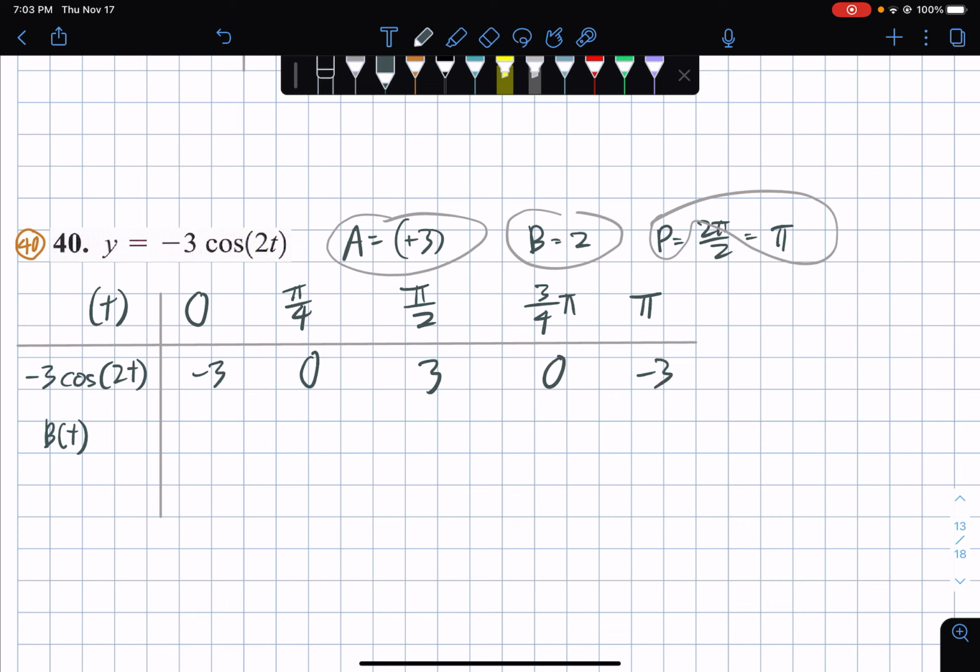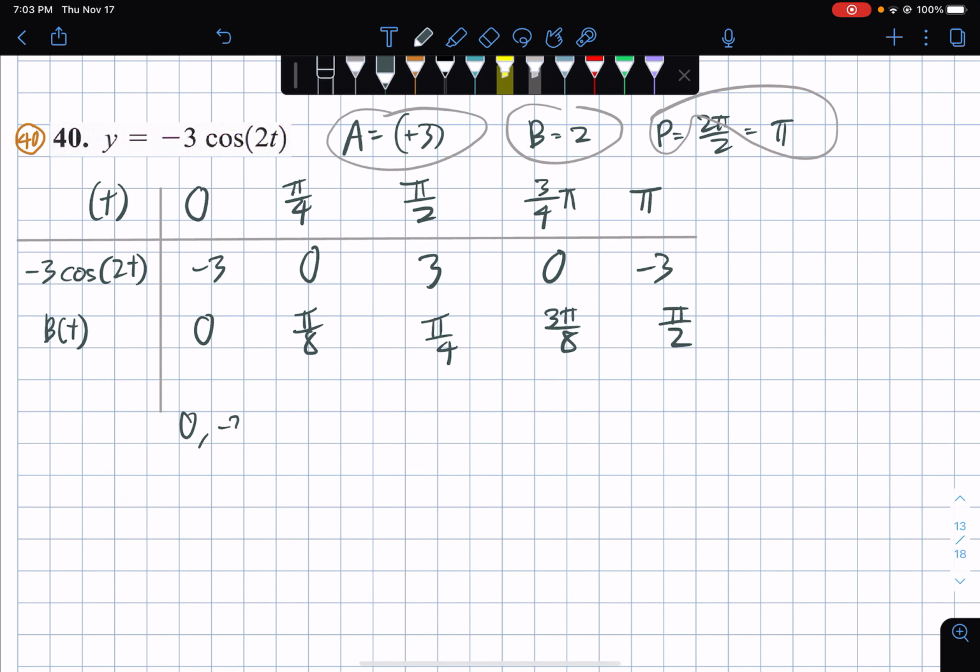And bt is equal to t over b. 0 divided by 2, which is 0. Pi over 4 divided by 2, which is pi over 8. Pi over 2 divided by 2, which is pi over 4. Then next is 3 pi over 8, then pi over 2. So we have 0, negative 3, pi over 8, 0, pi over 4, 3, 3 pi over 8, 0, pi over 2, and negative 3.